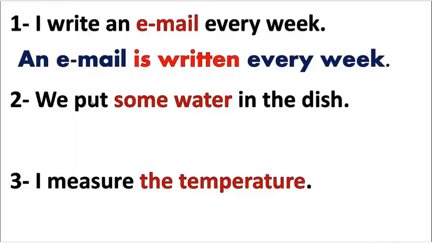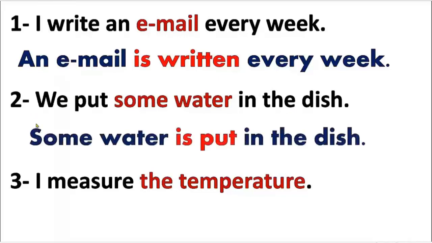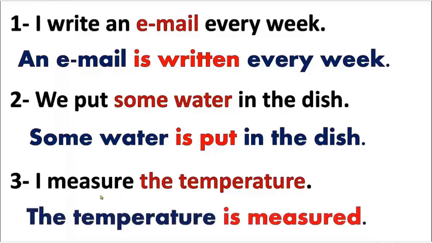2. We put some water in the dish. Start with the object. Some water. Some water is put in the dish. 3. I measure the temperature. To change it from active into passive, start, as I have just told you, with the object of the sentence. Start with the temperature. The temperature is singular, so we put is after it and put the third form of the verb. Measure, it will be measured. So the answer will be: the temperature is measured.